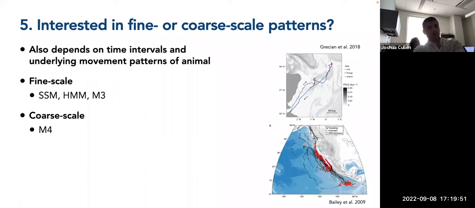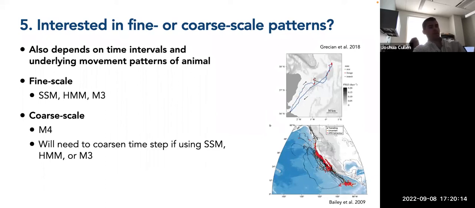Whereas for coarse scale patterns, I would argue that the M4 method is the best because it's estimating full track segments of relatively homogeneous behavior, whereas state-space models and hidden Markov models rely only on this Markov property that it's impacted by only the previous observation. Although you can use them for this process depending on the time step. So if you coarsen the time step, it'll work fine with these other methods.